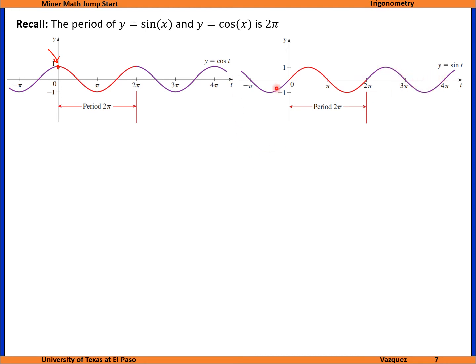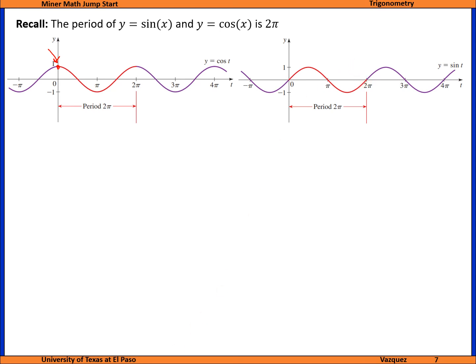Careful. I've seen a lot of students think the period is pi because they think, well, we reach this point again, 0. This is the period. But it's not. You haven't even gone down yet. You have to go all the way down again. And then once you reach 2 pi, now you can start the pattern all over again. So just careful with that.